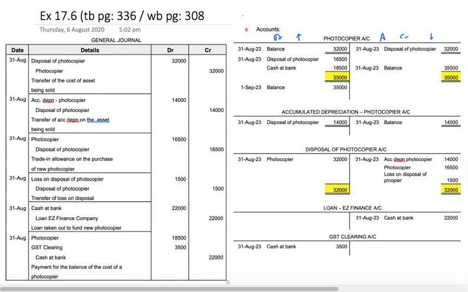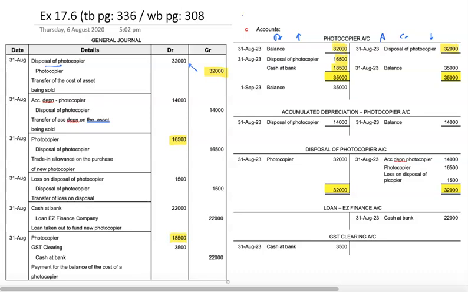I originally previously had a balance of $32,000. So let's highlight as we go. $32,000 was my accurate recognition of my old photocopier. I'm then going to do a credit of $32,000, which I've recorded here. My cross-reference is the other side of the transaction, so disposal photocopier. Then, if I go through the rest of this, where else is photocopier? I'm going to do a debit of $16,500 and a debit of $18,500 here.